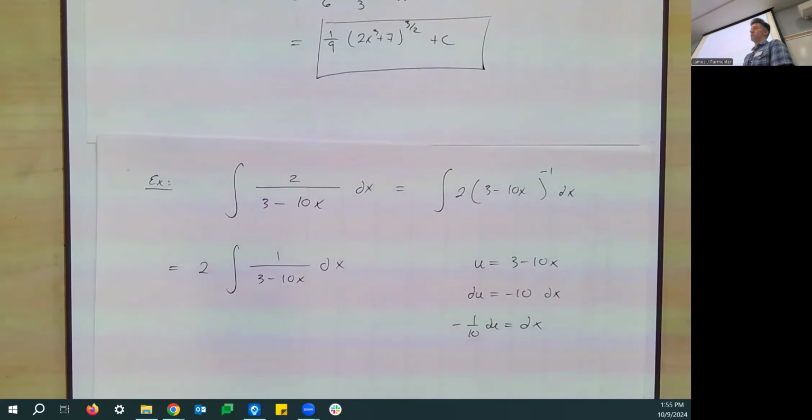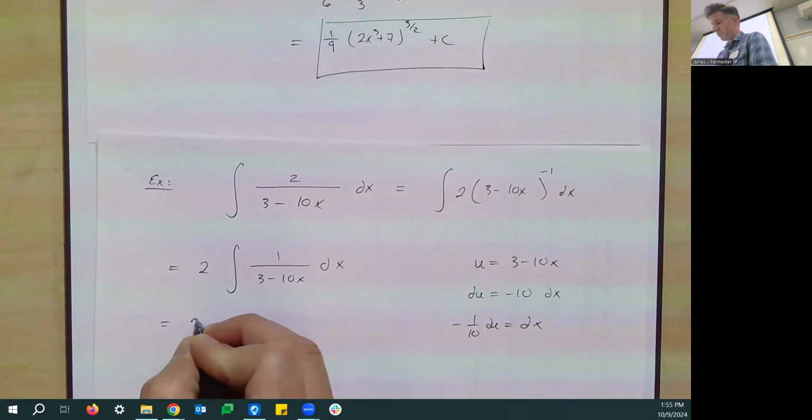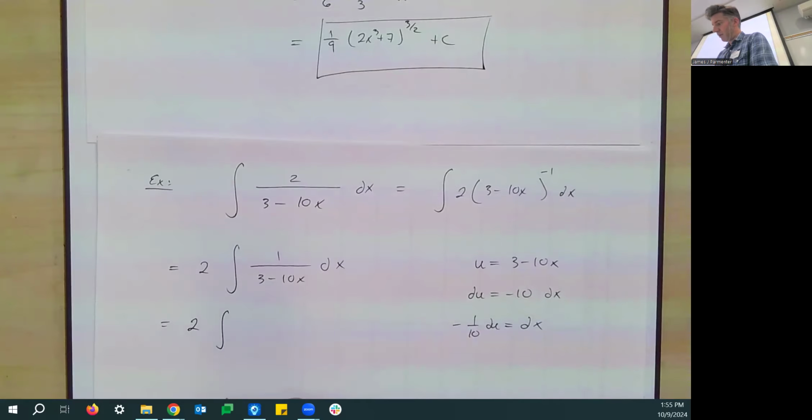Negative 1/10 du, or du divided by negative 10, is equal to dx. So we're going to start rewriting this. We're going to get 2 times the integral of... even though I really am tempted to write just 1 over u and then something, I'm going to obey my own rules and change dx into something with du first. It is always the best way to do it, I promise you.